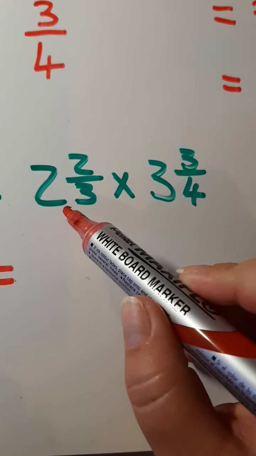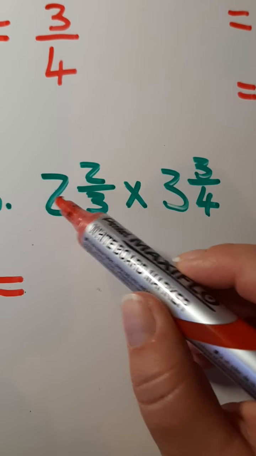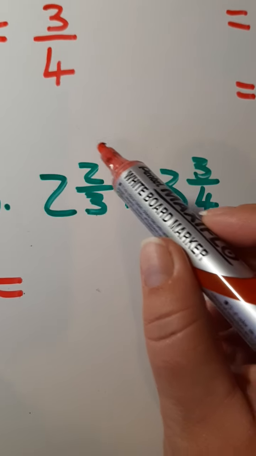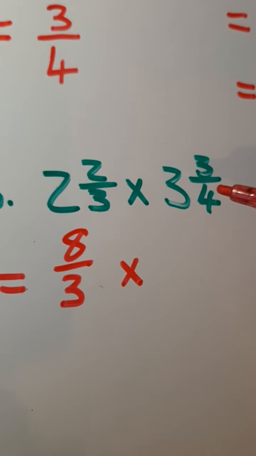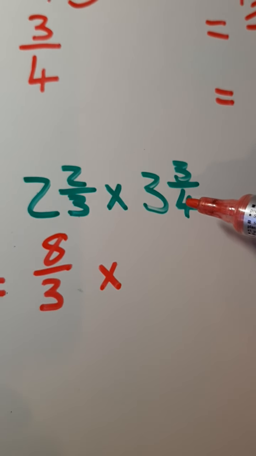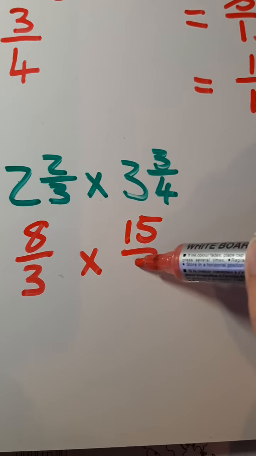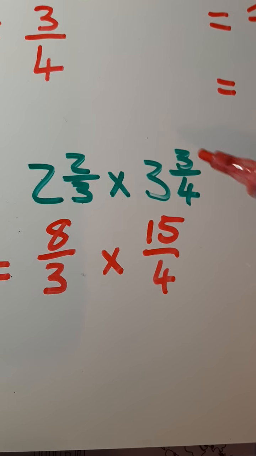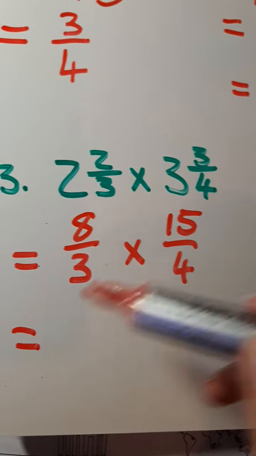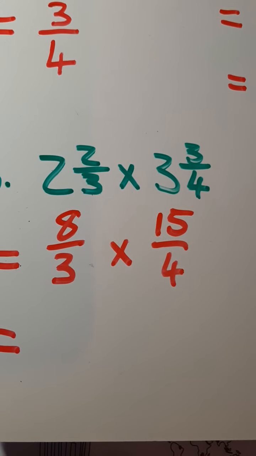So to make this mixed number an improper fraction, 2 multiplied by 3 is 6, plus 2 is 8 over 3, multiplied by 3 multiplied by 4 is 12, plus 3 is 15 over 4. So first you make the mixed number an improper fraction. Now I can see what can cancel out. I must simplify before I multiply.